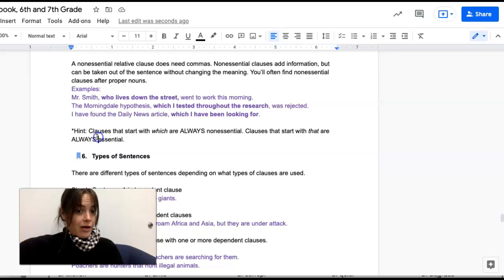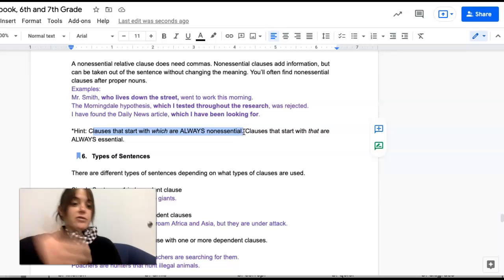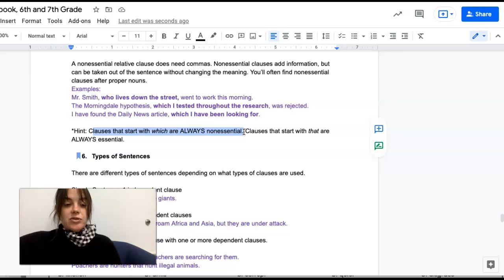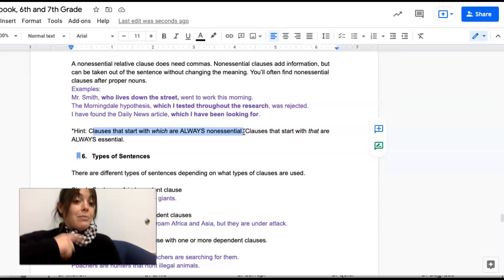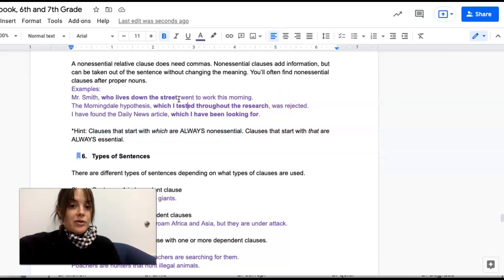Hint, which is going to be very helpful: clauses that start with which are always non-essential. That's how we use which. That's the difference between which and that. Which goes with non-essential clauses. That goes with essential clauses. So if you see a clause starting with which, that means you need a comma. Okay, and notice if these non-essential clauses are in the middle of the sentence, you're going to put a comma on either side. If they're at the end of the sentence, you're just going to put a comma before them.